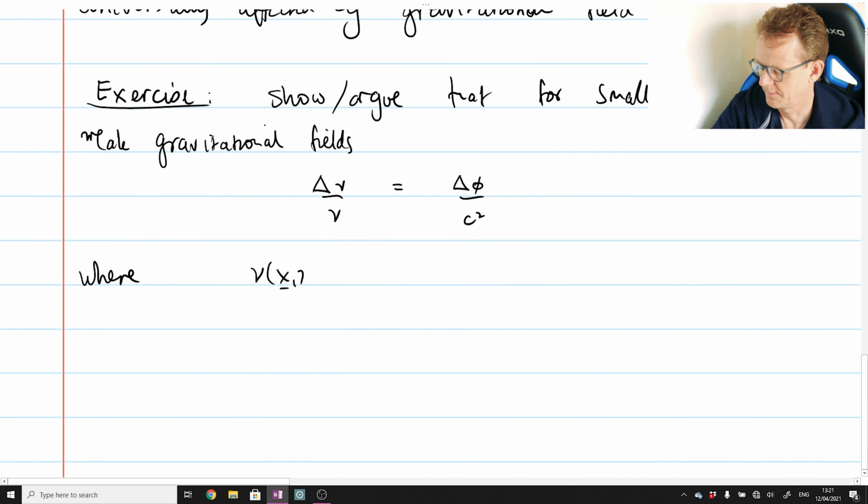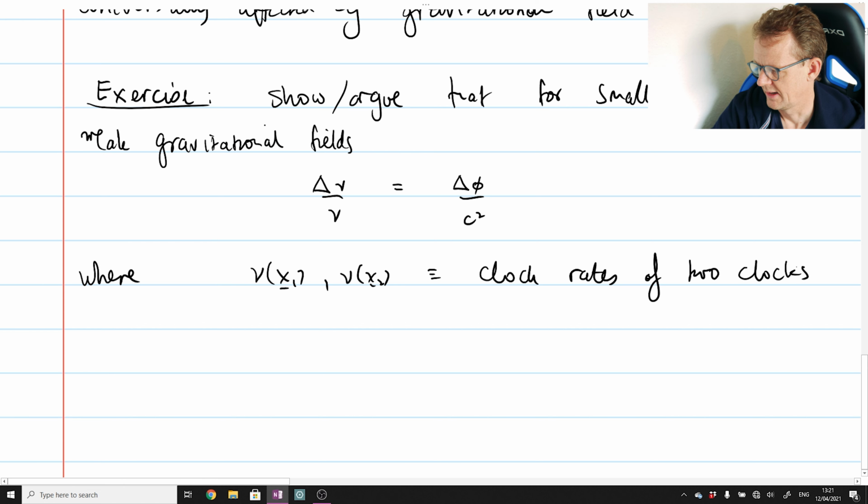Nu x1 and nu x2 are the clock rates of two clocks. We'll name them clock 1 and clock 2, and these clocks are at locations x1 and x2. So there's a picture, right? You have a clock here, and then you have a clock here at another space-time location, x1, x2.